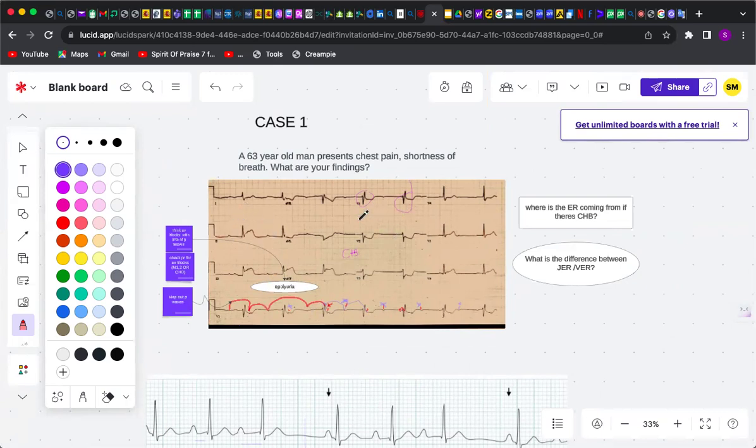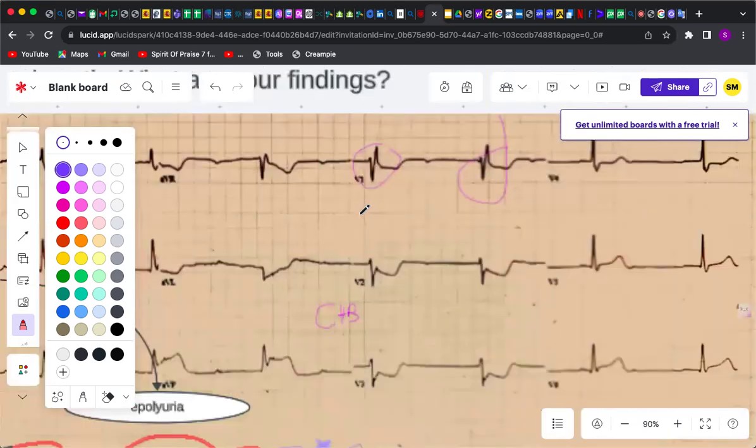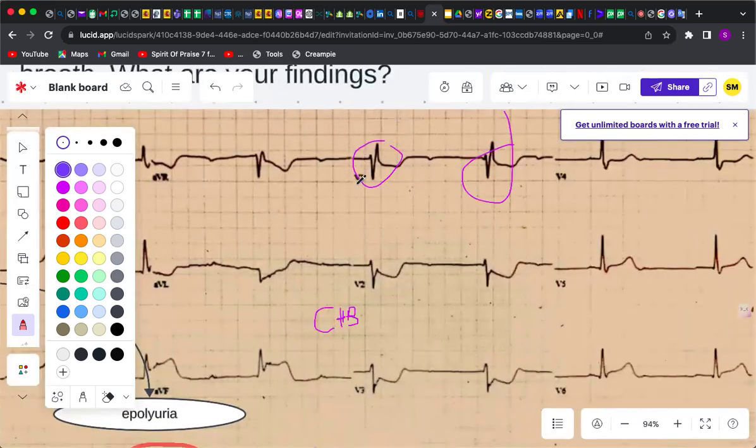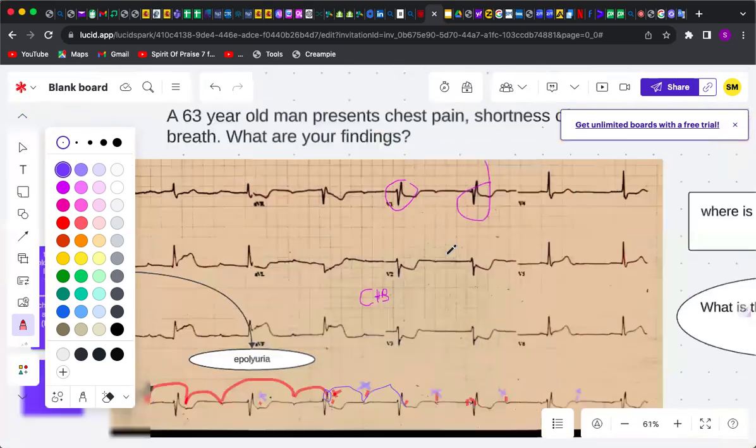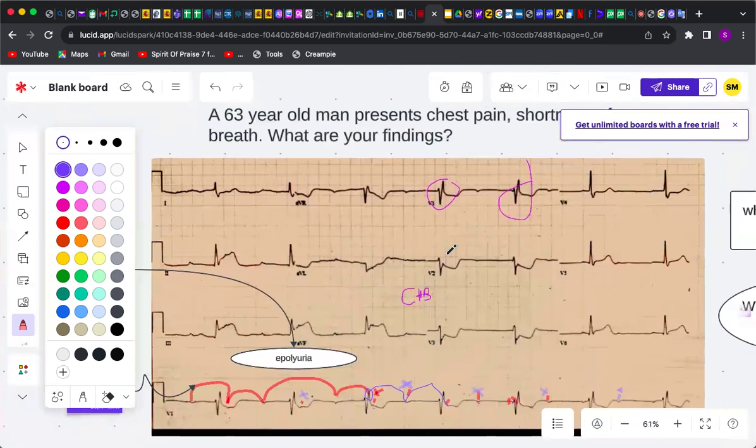We have a right bundle branch block as well, because looking at the V1, we see the right bundle branch block morphology. Let's not forget that the right bundle branch block has very unique patterns. It could be the RSR, it could be the one with the rabbit ears as well, and sometimes even the QR morphology as well. So easy to pick up.